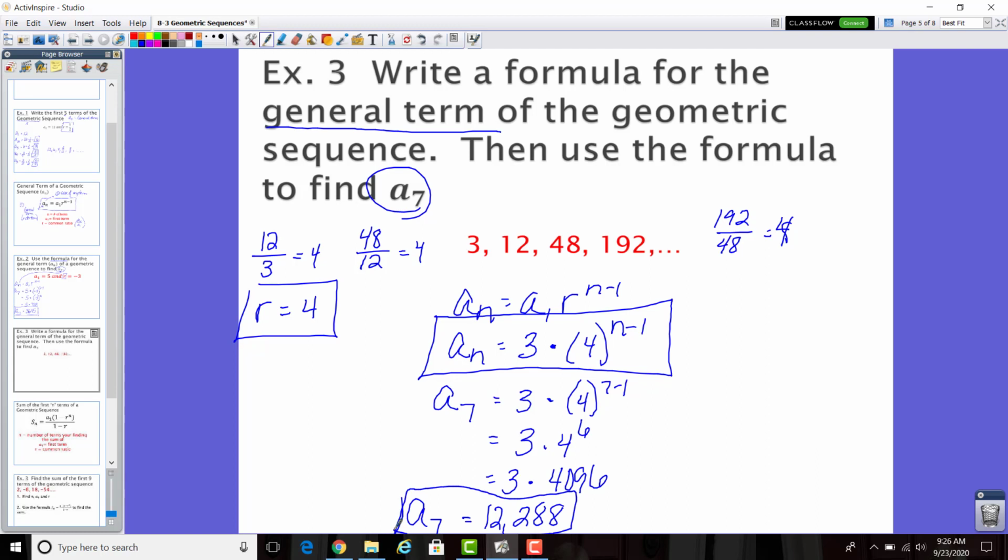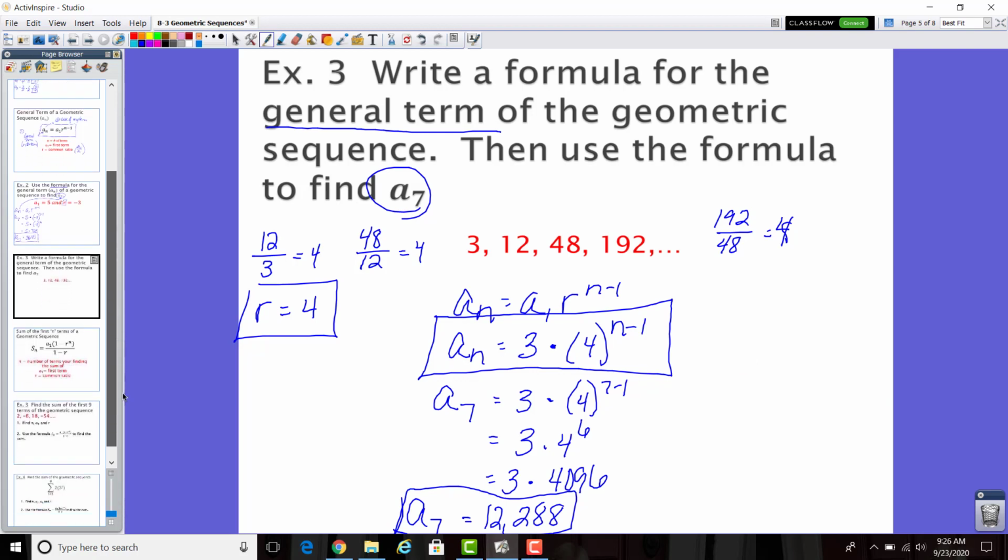I hope you are calculating these. Remember, you can pause the video and calculate it to make sure that you're coming up with the right answers and you know how to do it yourself, not just waiting for me to show you.